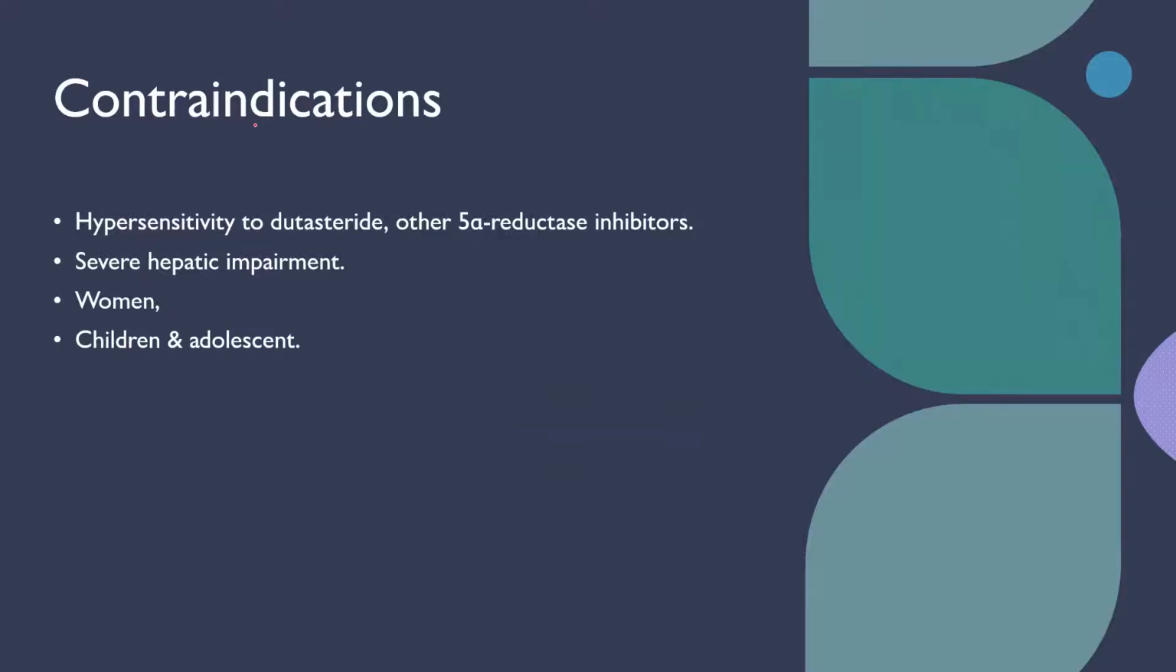So contraindications. In what kind of patients are we not supposed to give this drug? Firstly, people who have allergy or hypersensitivity to dutasteride or other 5-alpha reductase inhibitors. Secondly, patients with severe hepatic impairment, women, children, and adolescents. Okay, so we're not supposed to give this drug to these categories of people.